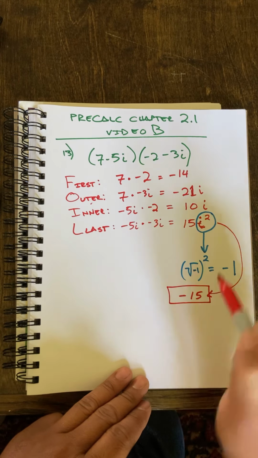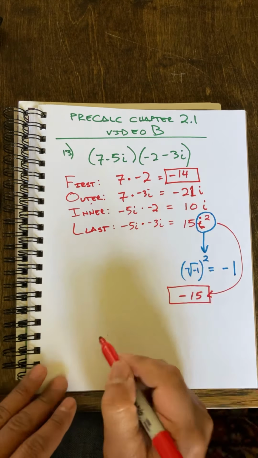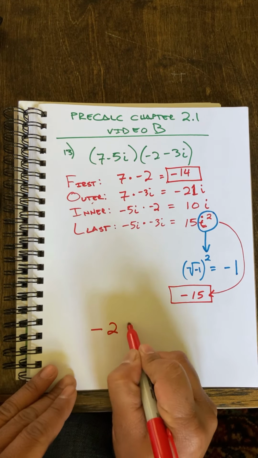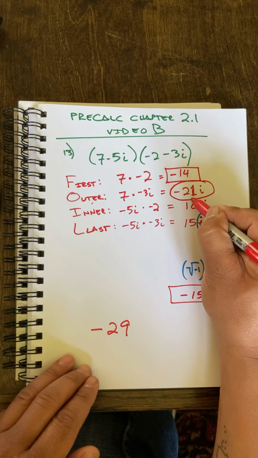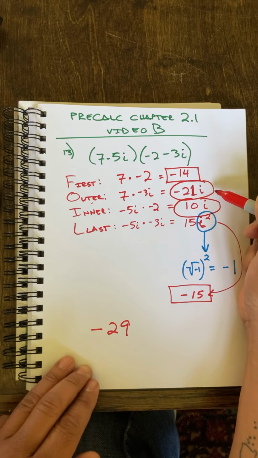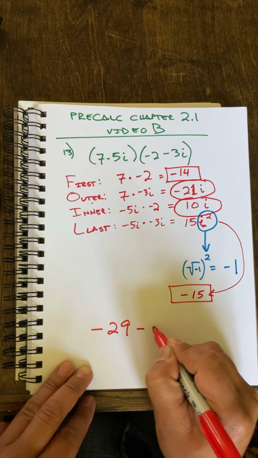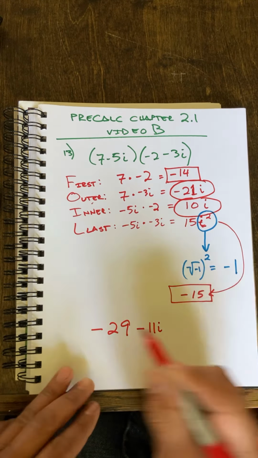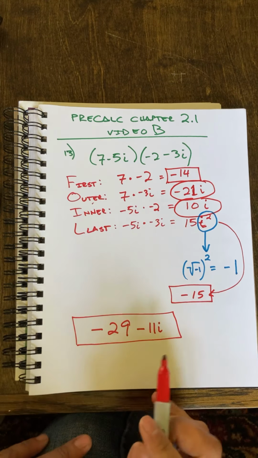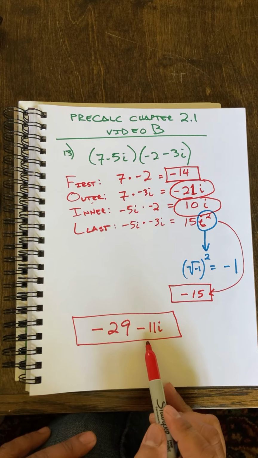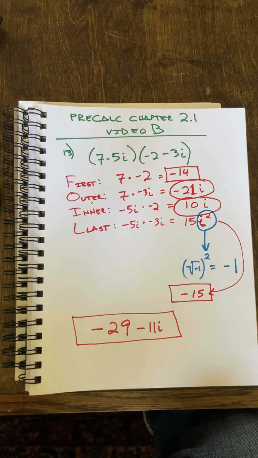Let's do some shapes. That's real and that's real. Negative 14 plus negative 15 is negative 29. And in ovals here, I have negative 21i and positive 10i. When you combine that, you'll get negative 11i. And this is your answer. And it's in standard form. I have the real part and the imaginary part separated out. That's all for that one.